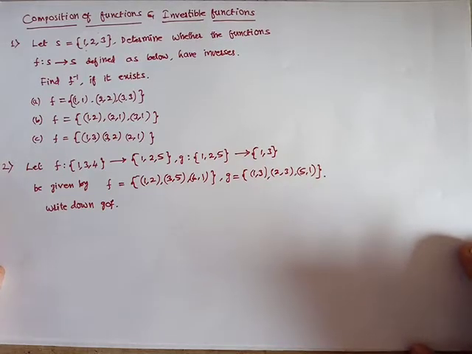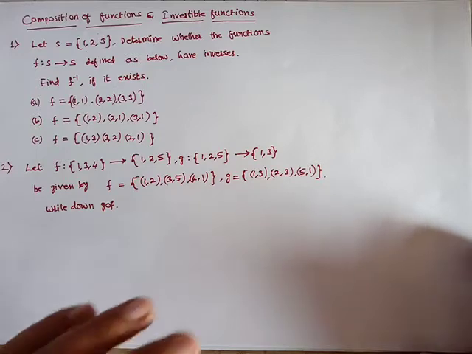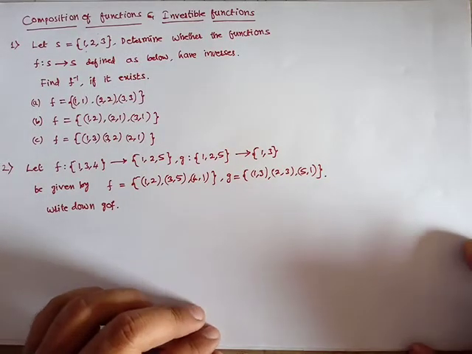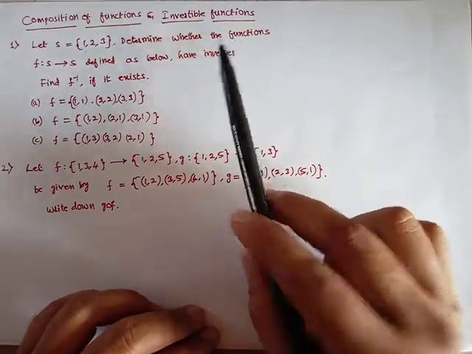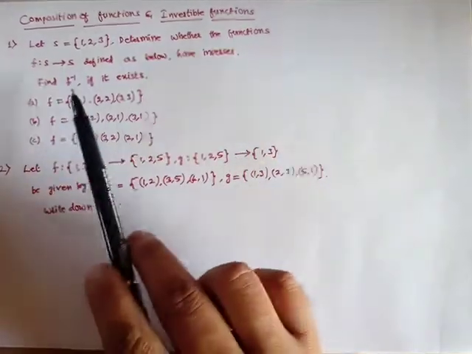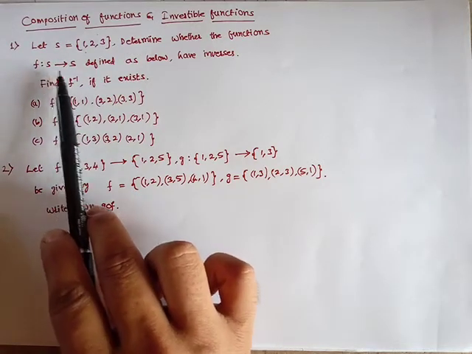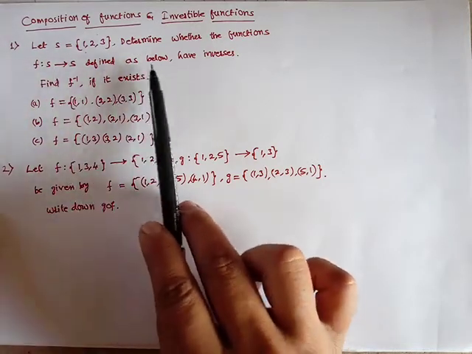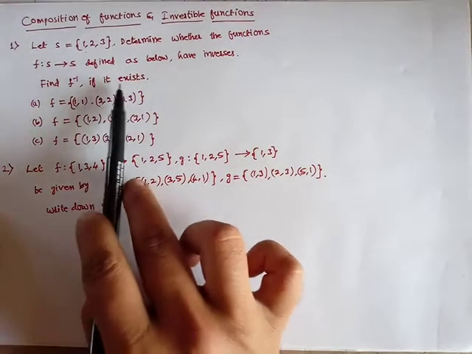Hello everyone. In the topic related to compositional functions and invertible functions, we'll see the questions related to them. And the first question is given as: let S equal {1, 2, 3}, determine whether the functions, so these are the three functions which are given here, F is mapping from S to S, defined as below, whether they have inverses or not. Find F inverse if it exists.